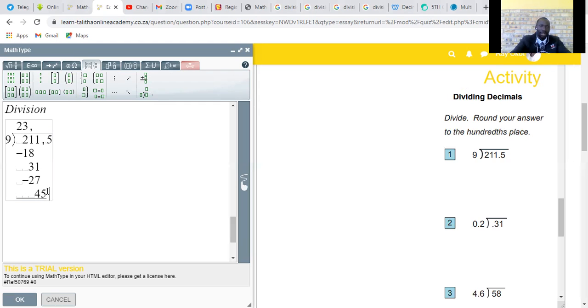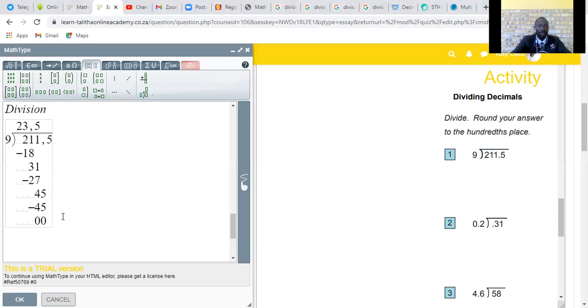45. So now the next question is, how many times will 9 go into 45? 9 will go into 45 5 times. And 5 times 9 is 45. So then what do we do? We subtract. We subtract 45 minus 45. What do we get? We get 0. So this is where our division stops.